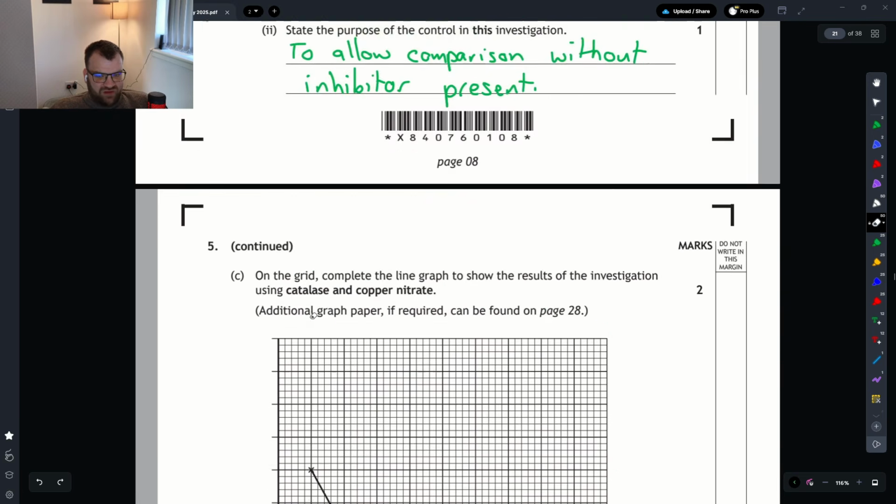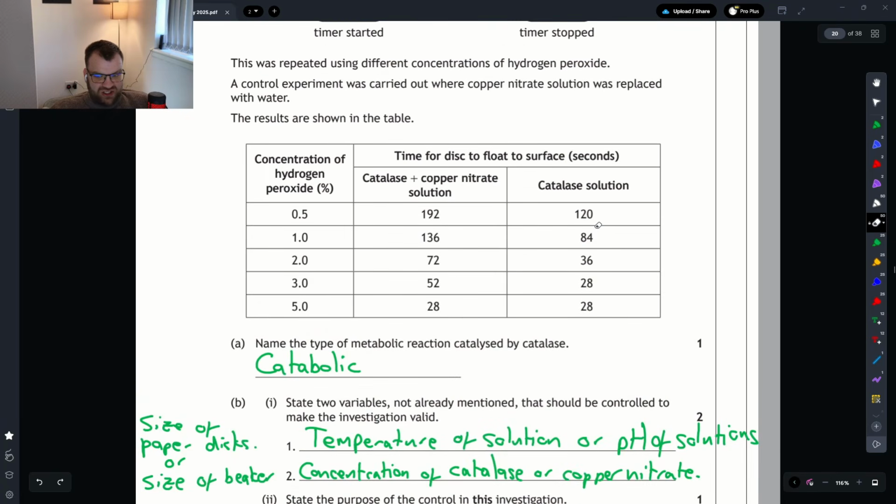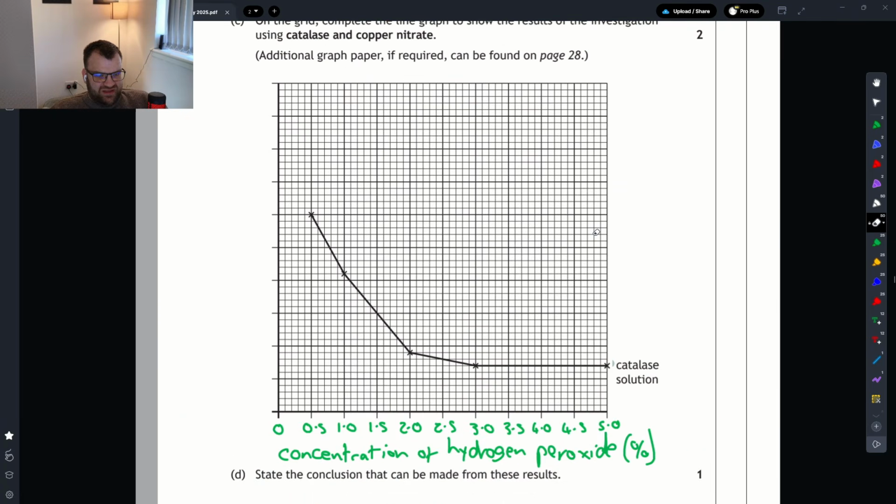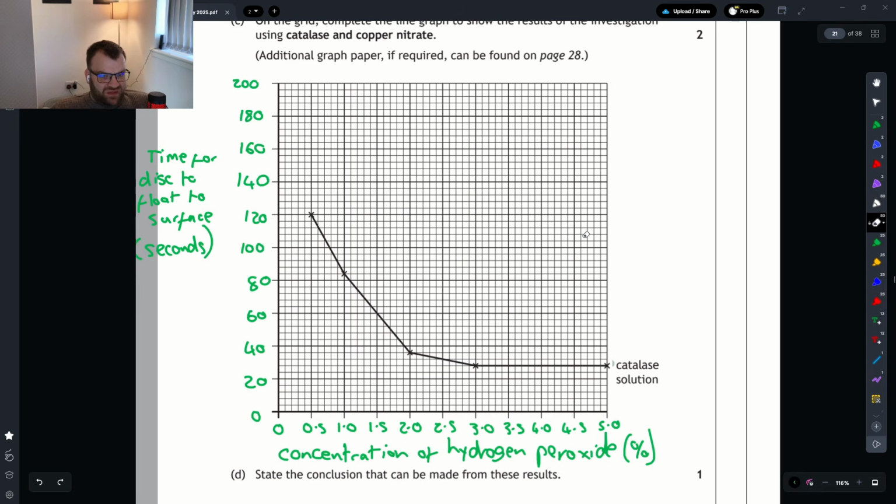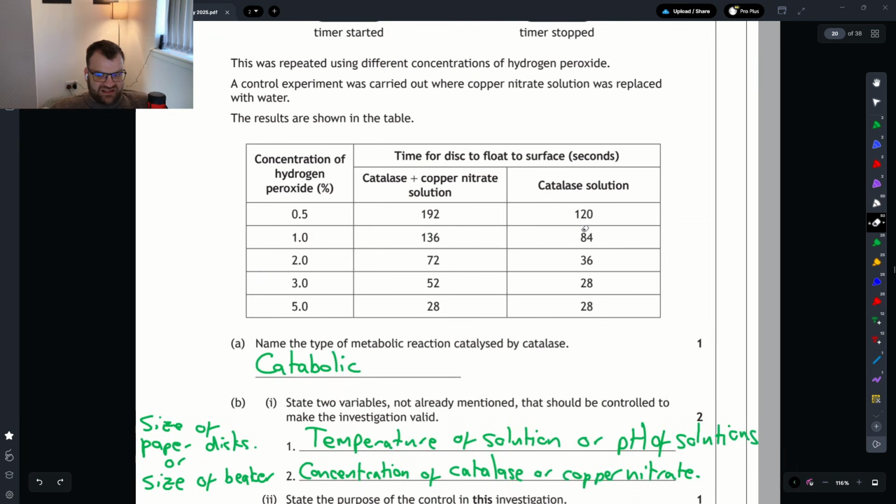At 0.5 with catalase alone, you're up at 120. The other axis is going to be the time it takes for the disc to float to the surface. If we go up in 20s, we can cover the full range that we need. To double check, 0.5 for catalase is 120. That's the same as it is on the table, which is good. Now we need to put in our numbers for the other one.